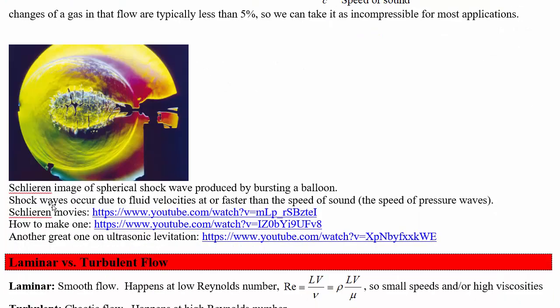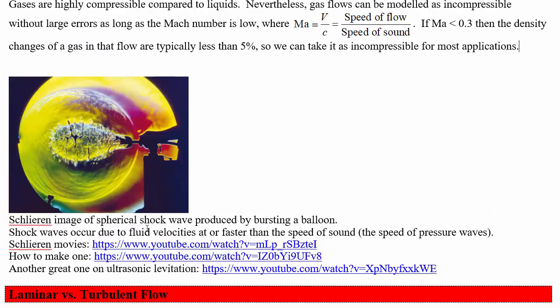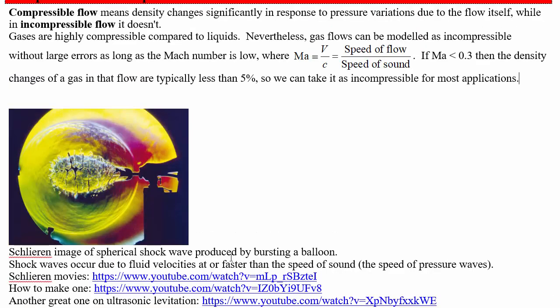Here's a Schlieren image of a spherical shock wave produced by bursting a balloon. A shock wave is happening when the fluid velocity is at or faster than the speed of sound. You've probably seen this in maybe a picture when an F-18 is breaking the sound barrier. There's this shock wave that shows up right around it.